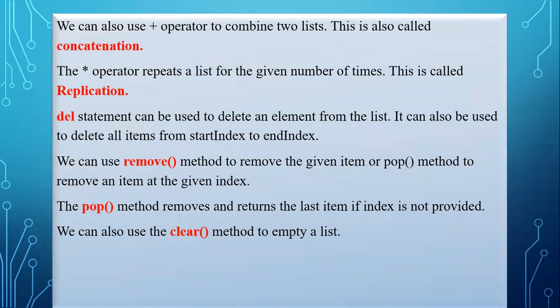And the pop method removes and returns the last item if the index is not provided. So without providing an index also, I can use the pop method. It removes the last item from the list if the index is not provided.